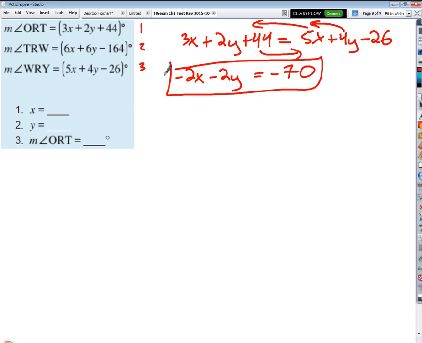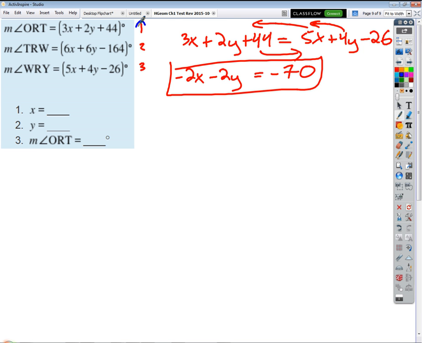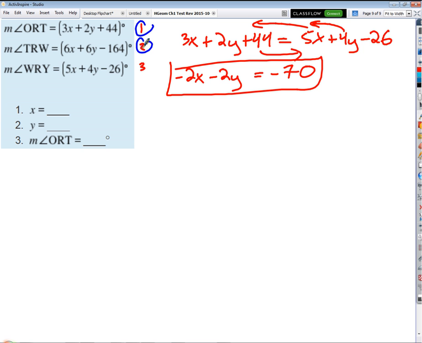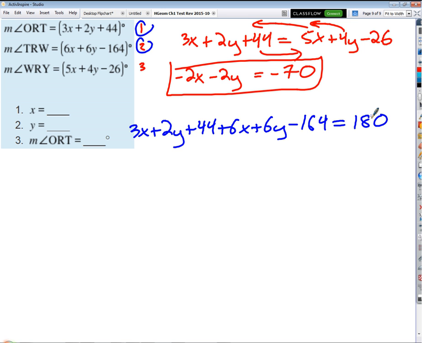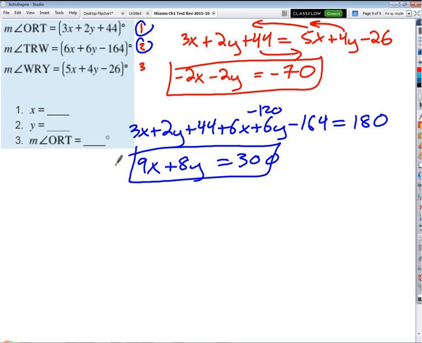Well, you also told me that 1 and 2 were a linear pair and therefore supplementary, right? So we could set up angle 1 plus angle 2 equals 180. So we could say 3x plus 2y plus 44 plus 6x plus 6y minus 164 equals 180, right? So let's combine the x's and the y's on this side. So I get, what, 9x, check my work here, plus 8y. 44 minus 164 is what, negative 120? Let's add that to the other side and get 300. Oops, that's 300. So now look, I've got 2 equations and 2 unknowns.